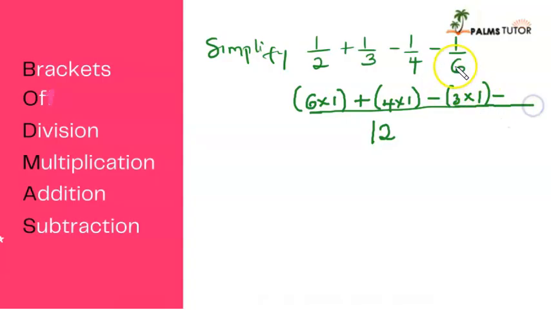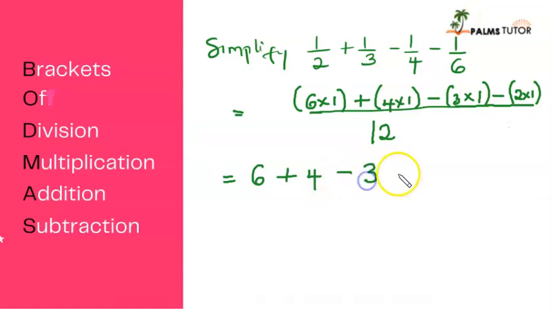Minus 6 in 12, that's 2. I'll multiply by the numerator. Okay, so let's solve all of this. What do we have? 6 times 1 is 6, plus 4 times 1 is 4, minus 3 times 1 is 3, minus 2 times 1 is 2. Everything all over 12. Now what do we do?